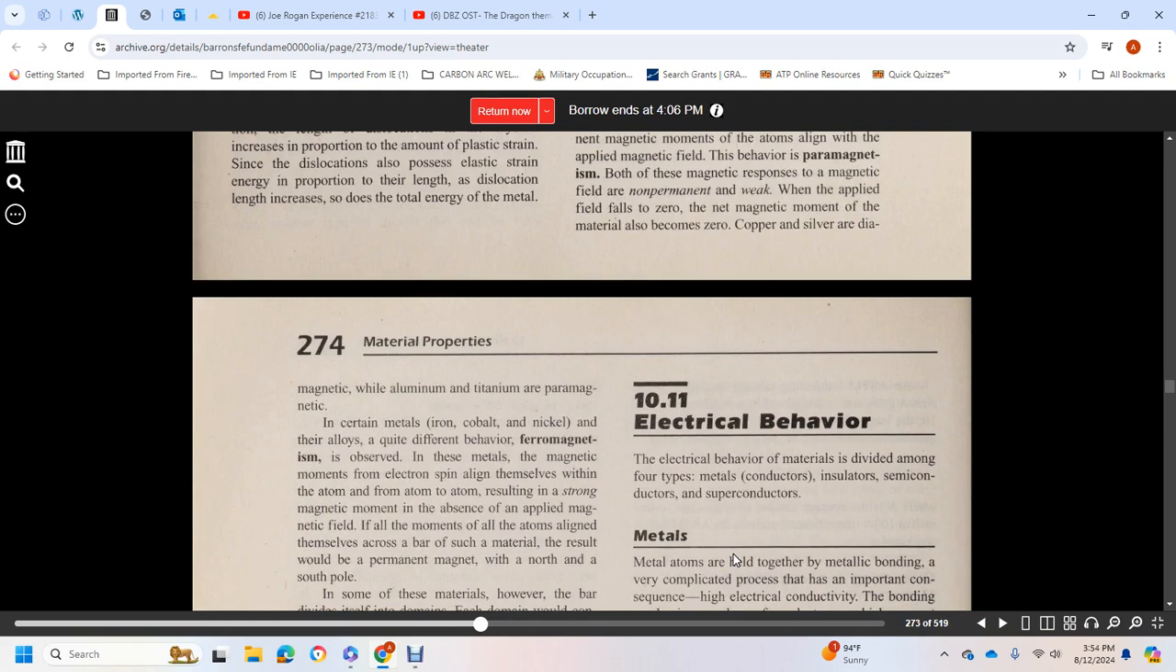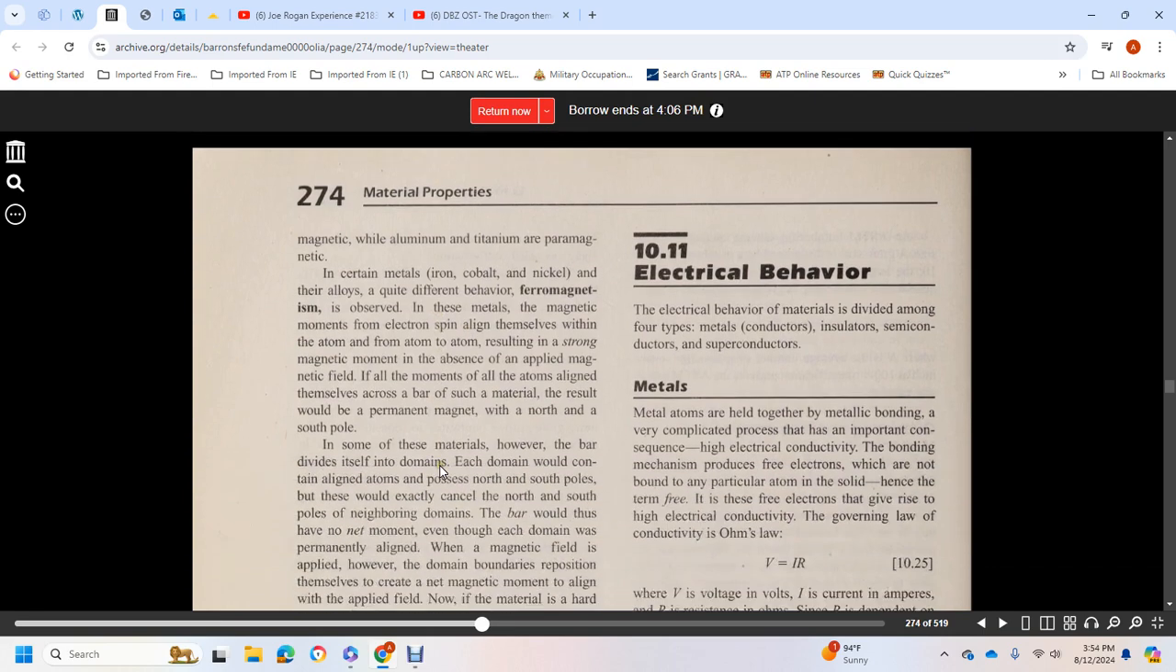Observed within these materials are magnetic moments of the electron spin aligning themselves within the atom, from atom to atom, resulting in a strong magnetic moment in the absence of an applied magnetic field. If the moments of all of the atoms align themselves along the axis of a bar of such material, the result would be a permanent magnet with a north and a south pole.